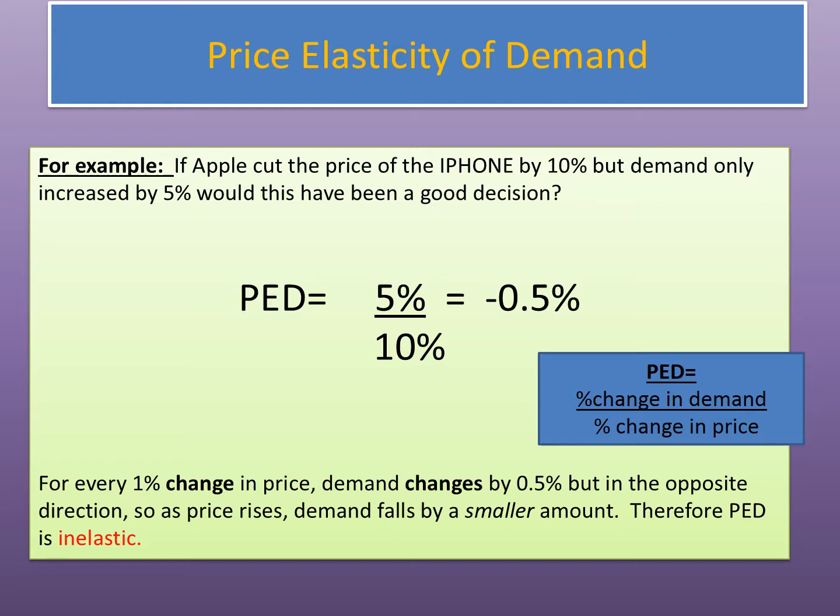So for every 1% change in price, the demand changes by 0.5, but in the opposite direction. So as price rises, the demand falls by a smaller amount. Therefore, this is what we would call inelastic. Right? So whenever your demand change is less than the price change, then we are inelastic.